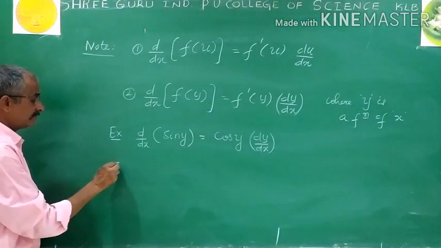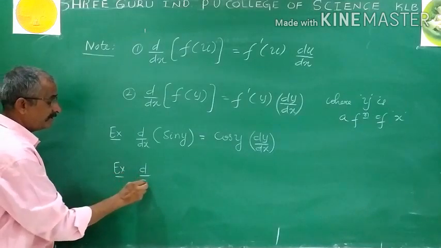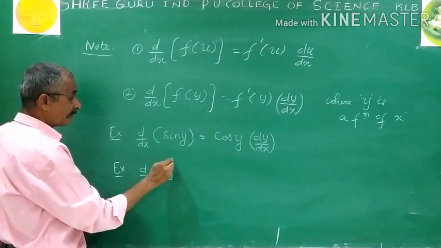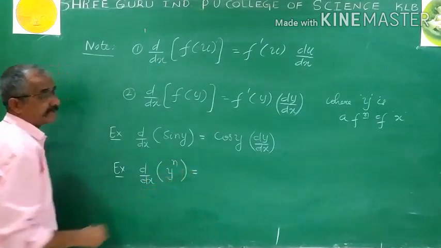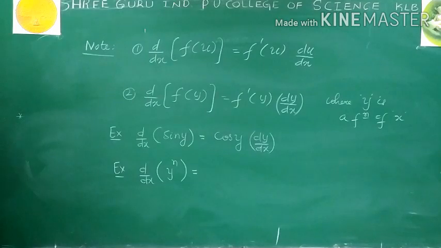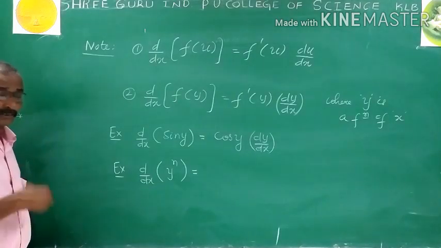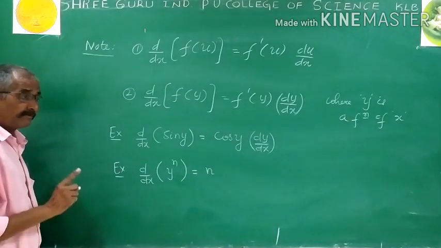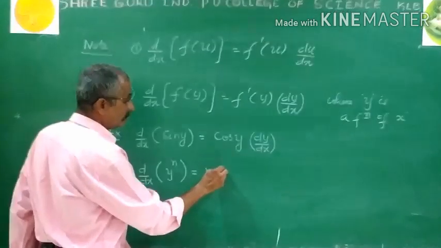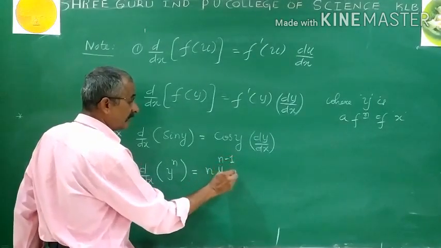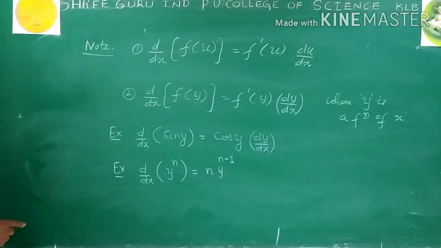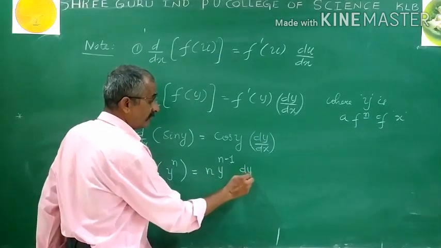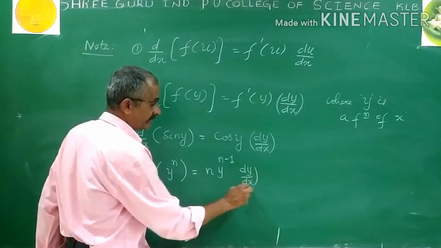Another example, d by dx of y to the power of n. It is just like the differentiation of x to the power of n type. The formula format does not lose. What is the formula format? n x power n minus 1 there. But here n y power n minus 1, not only n y power n minus 1, multiplied by the differentiation of y, namely y dash or dy by dx, anything can be written.